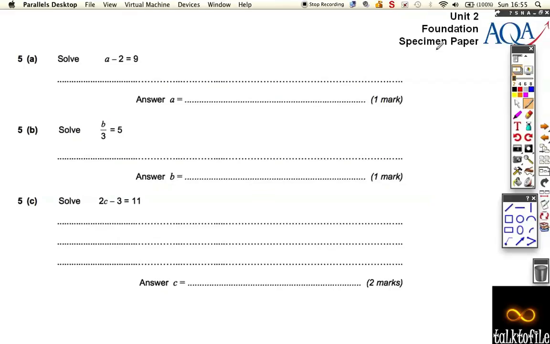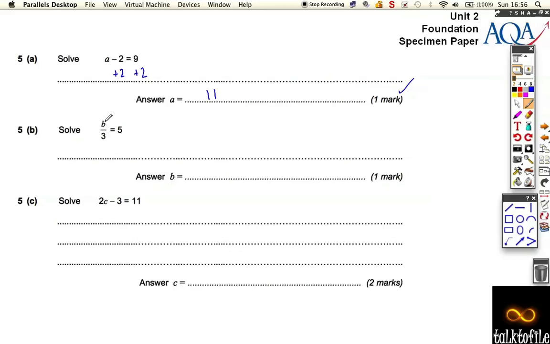Question 5 on this specimen paper now. So this is the paper that's produced by the exam board, to show the kind of questions you're going to get in the real one. Here we've got an equation, a minus 2 equals 9. Well, it says minus 2, so we've got to do the opposite to both sides to solve it, the inverse. So add 2 to both sides, a must be 11.